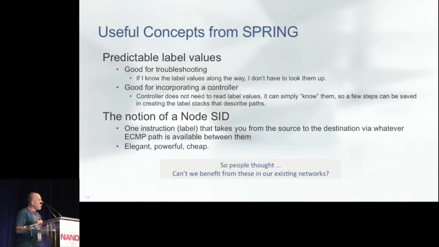So we want to achieve that even in environments that are not Spring or segment routing environments. And then the second sort of idea is the notion of this node SID. There's certain elegance in being able to address a node with one simple instruction from the ingress all the way to the egress and not have to care about how to route the packet through a network. The node SID basically allows for the packet to get to the egress over whatever ECMP path is available to that egress. So again, people have looked at, can we do these things without actually having to upgrade our network to Spring, which is a fairly large exercise.